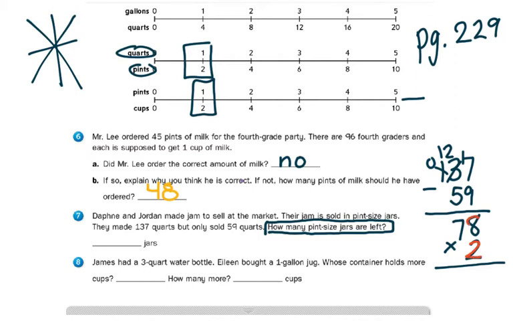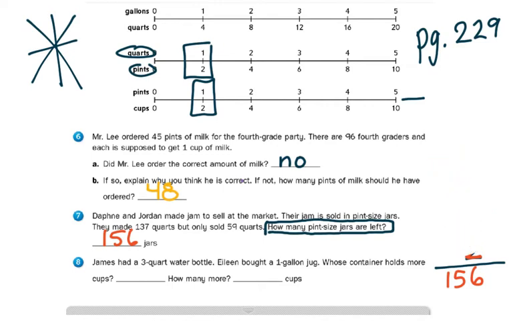So 2 times 8 is 16. Carry my 1. 2 times 7 is 14, plus 1 is 15. There are 156 pint-sized jars left.